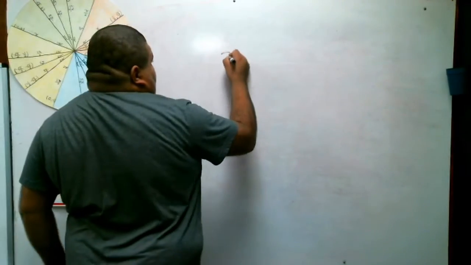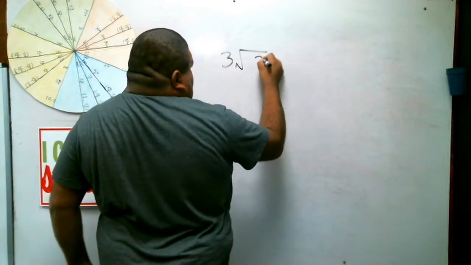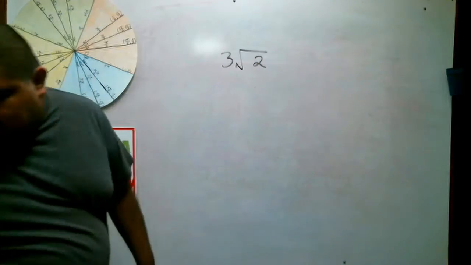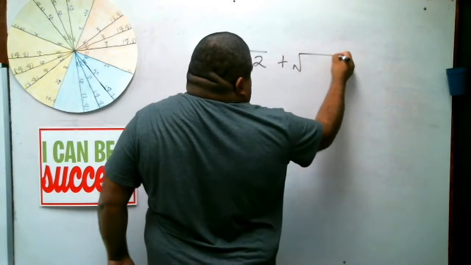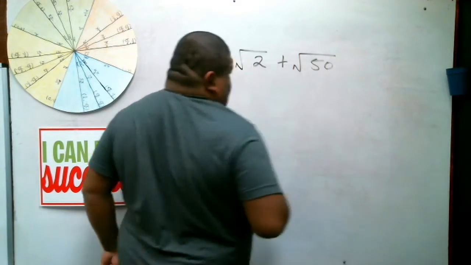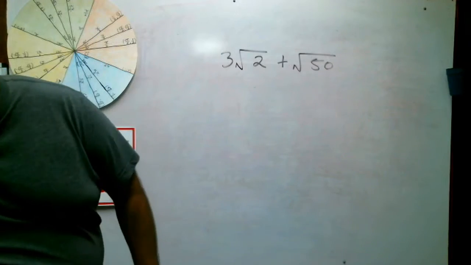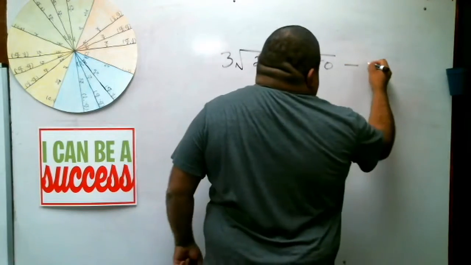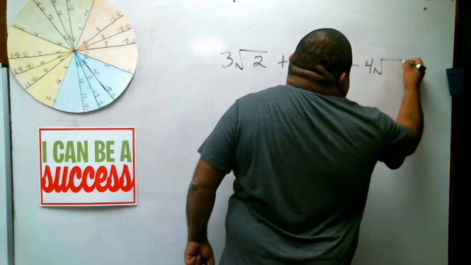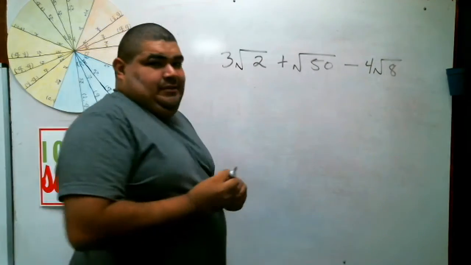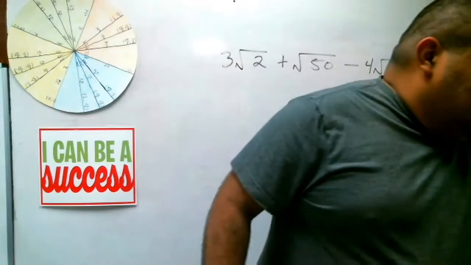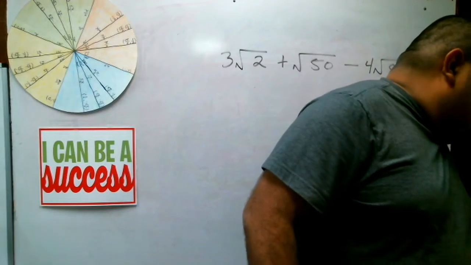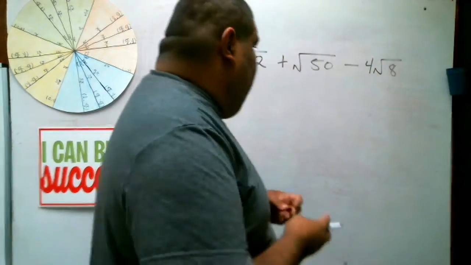The one I'm going to use is 3 radical of 2 plus radical of 50 minus 4 radical of 8. Okay? Let's use another color here. Let's go with this color.